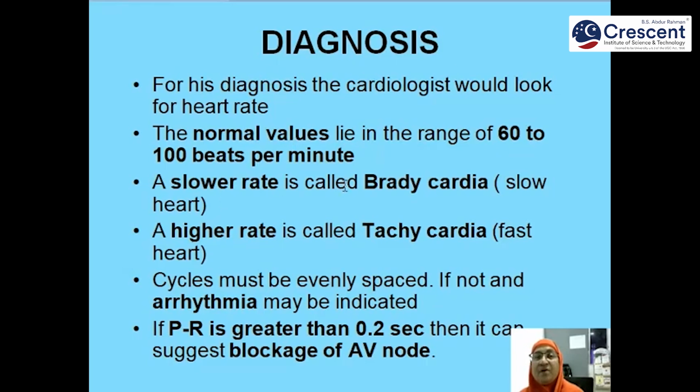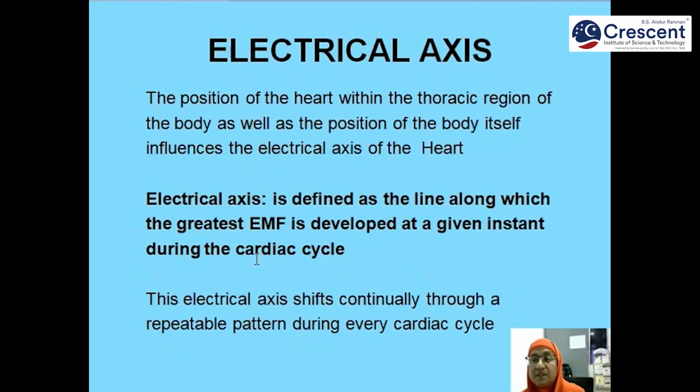A slower rate is called bradycardia. So a slow heart rate, less than 60, is called bradycardia. Higher than 100 is called tachycardia. Bradycardia exists in elderly persons under normal conditions, and tachycardia exists in persons who have undergone exercise. Cycles must be evenly spaced. If not, a condition called arrhythmia may be indicated. If PR is greater than 0.2 seconds, then it suggests an AV block.